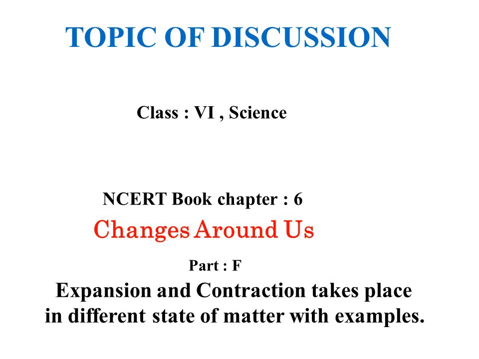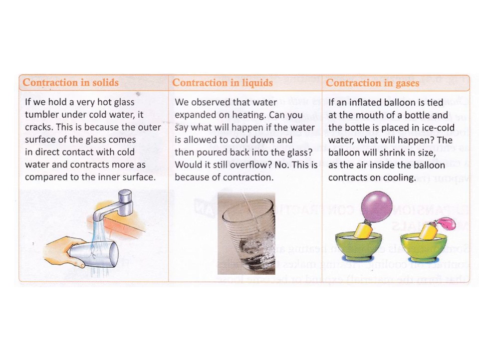In the previous class we have already discussed expansion and contraction with examples in different states of matter. Now today we are going to discuss some more examples of expansion and contraction, where it takes place in different states of matter. So let's see. From this slide you can conclude contraction occurs in solids, liquids and gases, with examples. First we begin with contraction in solids.